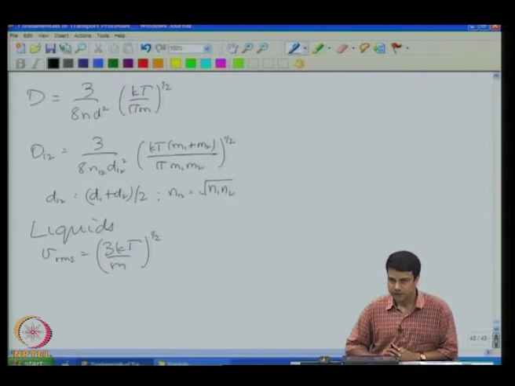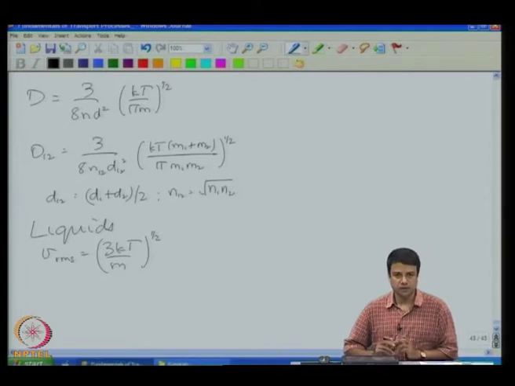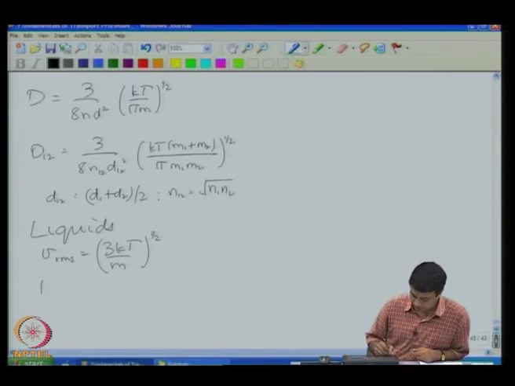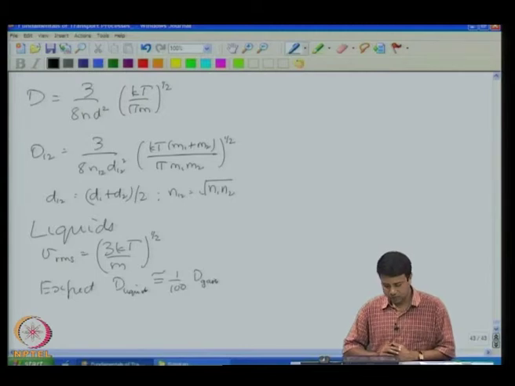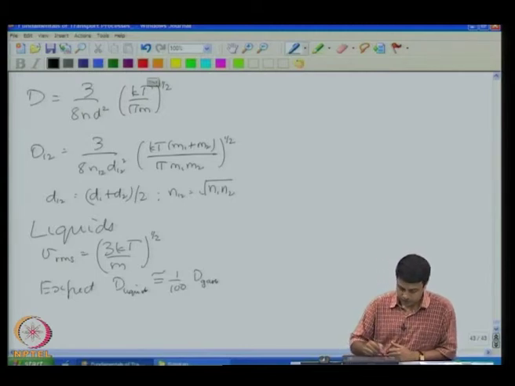On this basis, the thermal velocities are the same. The mean free path in a liquid, the distance between molecules, is about 100 times smaller than the mean free path in a gas, as I just showed you. Therefore, you would expect the diffusion coefficient to also be about 100 times smaller. So, you would expect diffusion in liquids to be approximately 1 by 100 the diffusion coefficient for gases. It turns out that this is not true. This equation, it turns out, is not true.